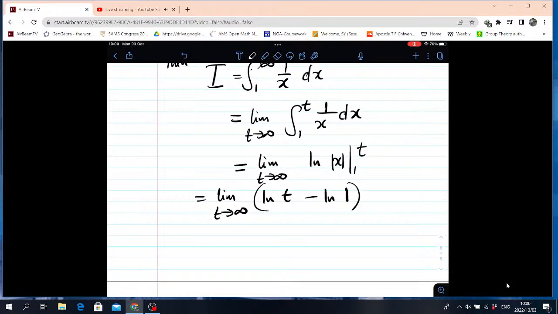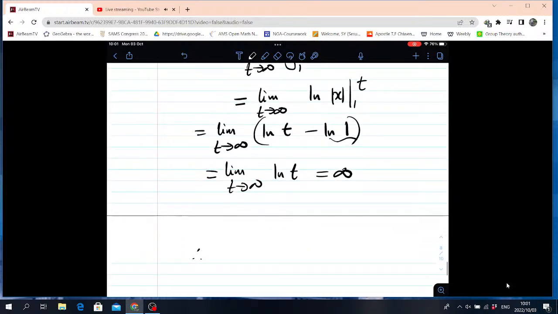And that becomes the limit as t tends to infinity. If we evaluate, we know the natural log of 1 is 0, so we end up with the natural log of t, which is going to be equal to infinity. And so therefore we can say the integral diverges in this case.